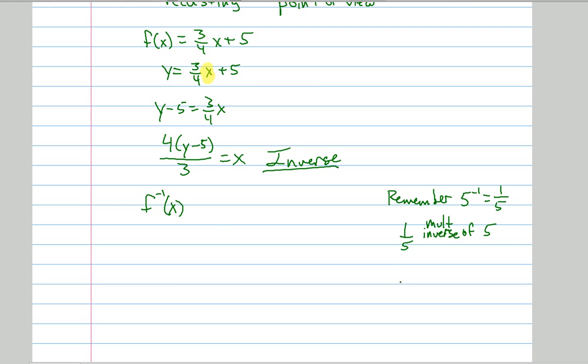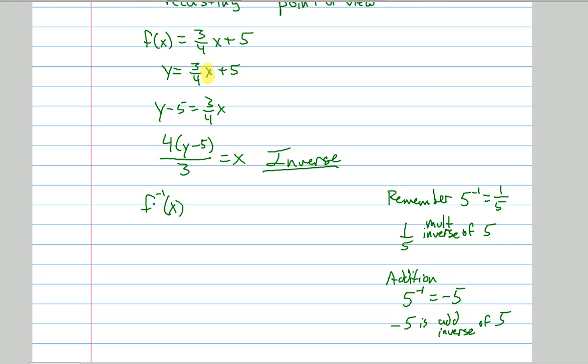Under addition, if I was going to talk about the additive inverse, then 5 to the -1 would be equal to -5. Now this is a little bit different idea. Don't get too weirded out here. This is just saying that -5 is the additive inverse of 5, because 5 plus -5 gives me the additive identity of 0.